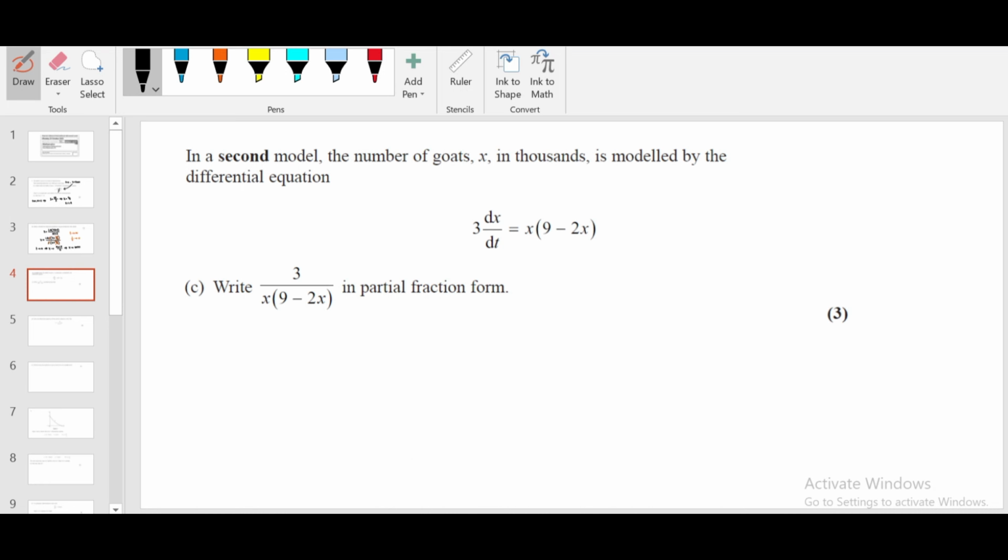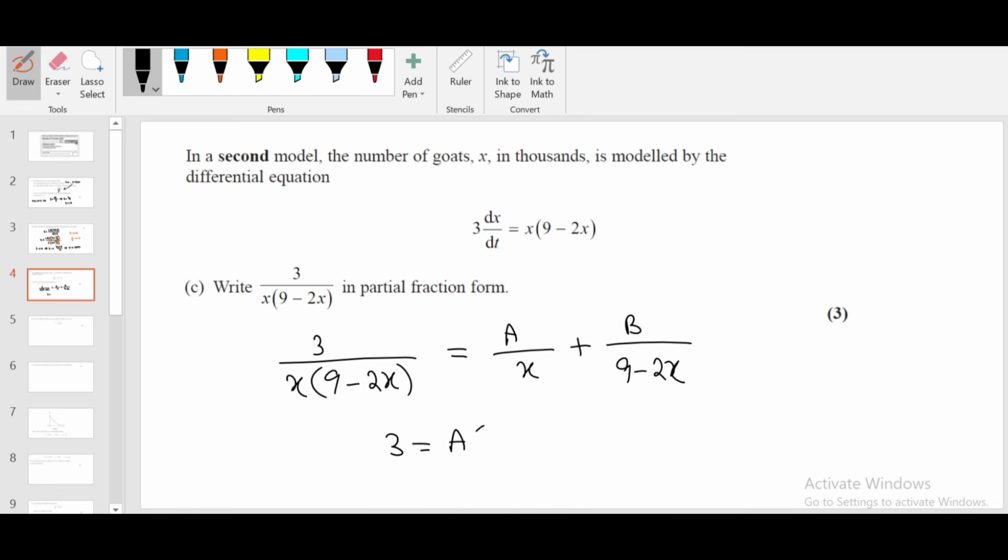I'm going to move on to part C now. In a second model, the number of goats X in thousands is modeled by this differential equation. Write 3 over this in partial fraction form. So you take it as 3 over X times (9 minus 2X). It's a proper fraction, so you can just write A over X plus B over (9 minus 2X). Multiply throughout by the denominator.